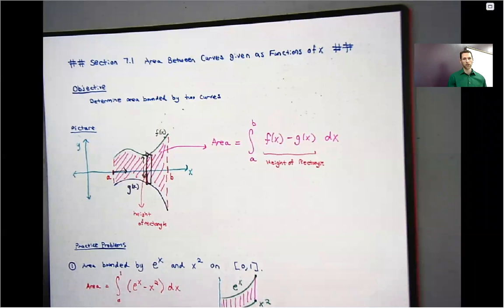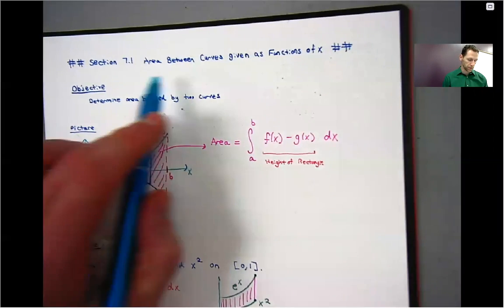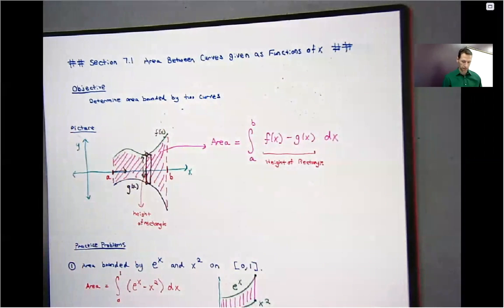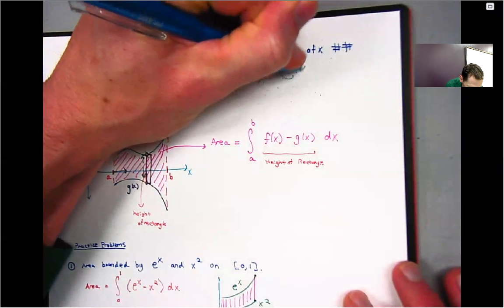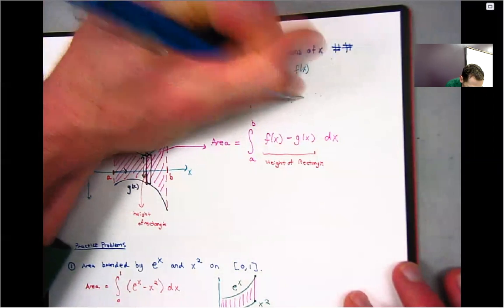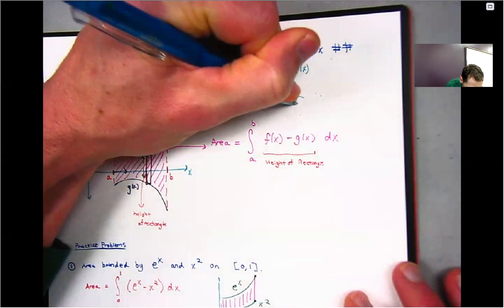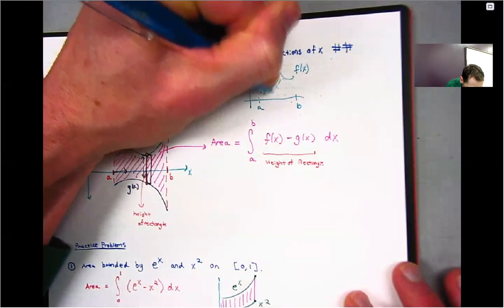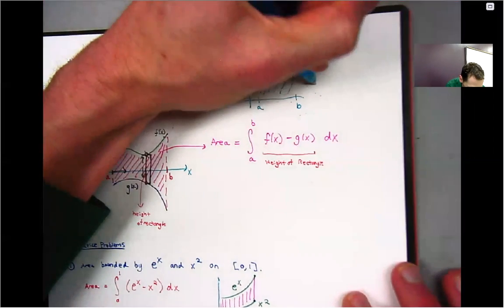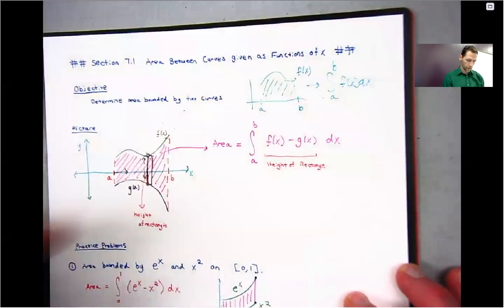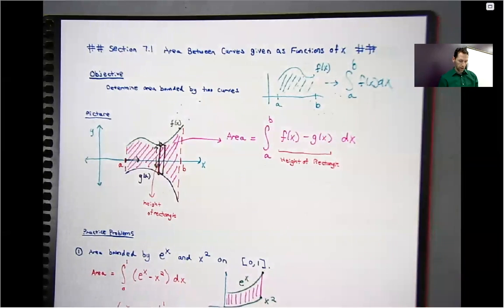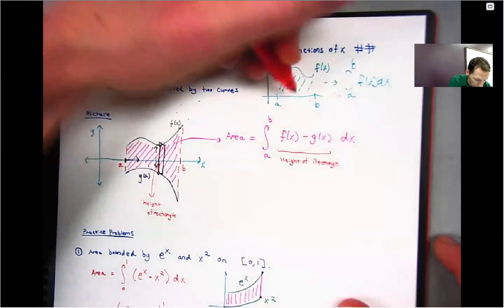This section for your homework is broken up into two homework sets, and we're doing the first half today, the area between curves given as functions of x. You've already been doing this, and I'll give you an example. Suppose I have some function f of x between a and b. If you want to find the area underneath that curve, you would integrate from a to b of f of x dx. That gives you the area underneath that curve, bounded above the x-axis.